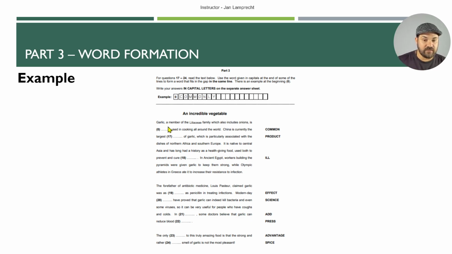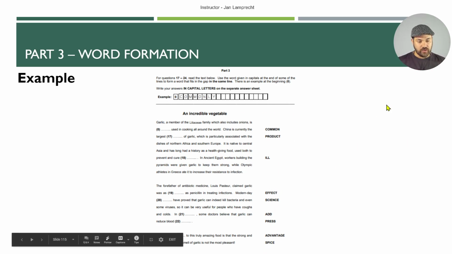Maybe you can't see it. I'll read it for you. Garlic, a member of the Liliaceae family, which also includes onions, is commonly used in cooking all around the world. So you can see I use the word common and I add commonly. Alrighty then. So that is a quick example. You will do that with all the other words.